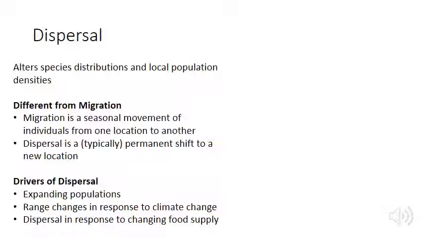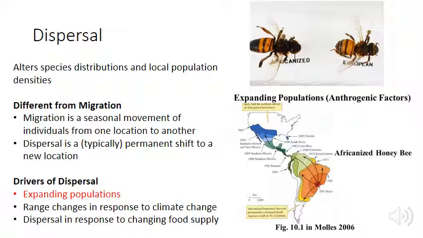So several factors drive dispersal: the expansion of populations, range changes in response to climate change, and dispersal in response to changing food supply. So I'll go with some examples of each of those drivers. That first driver of dispersal is expanding populations. This tends to happen when a species is introduced either deliberately or accidentally to a new area, and we see gradual expansion of that population across a range.